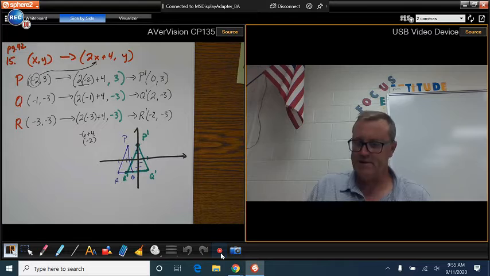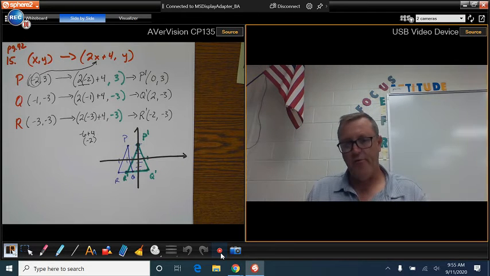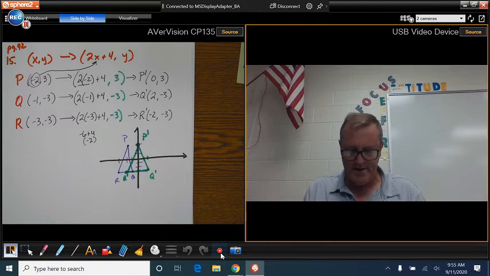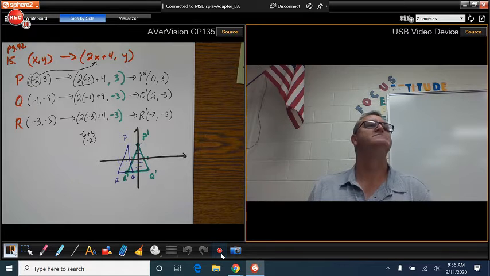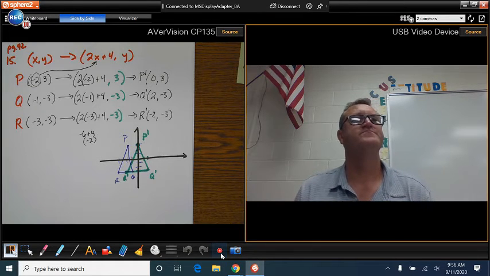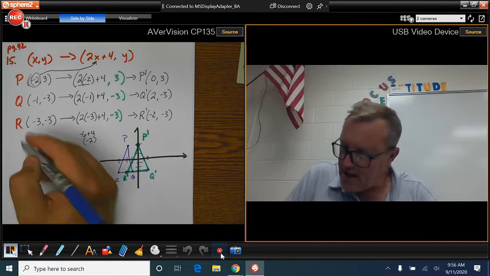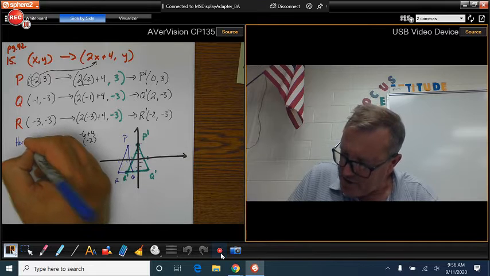Okay, so there it is. It's not easy to see, but what's the transformation? What happened on this triangle? Somebody tell me. Maddie? Horizontal stretch. How much?